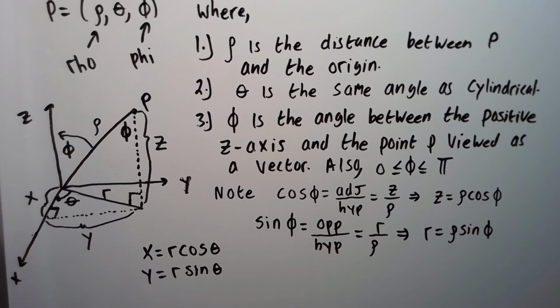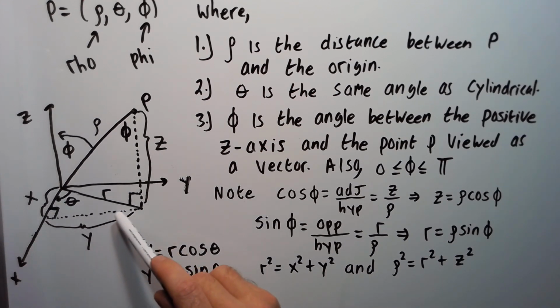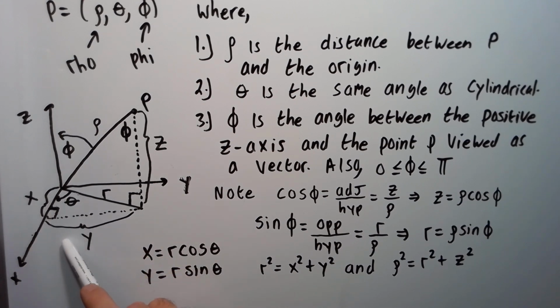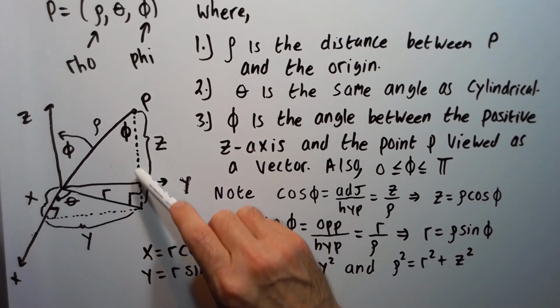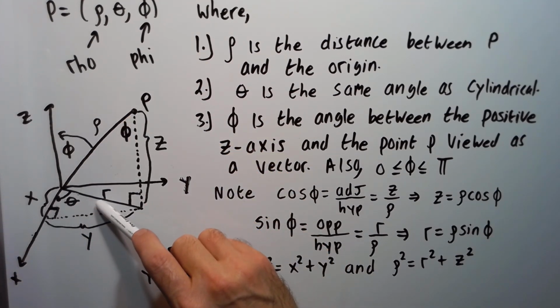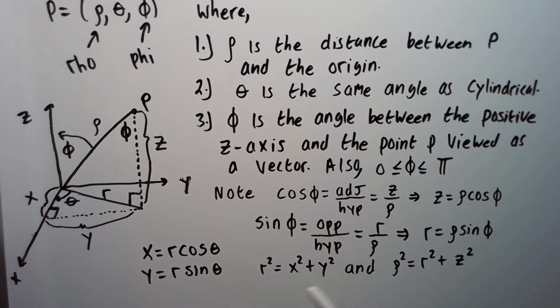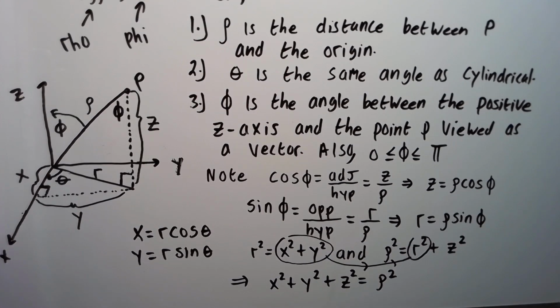Let's make another observation. The first one is that r squared equals x squared plus y squared. That's from the right triangle down here, because you have x and y as two legs and r as the hypotenuse. And then in this other right triangle up here, you have r as a leg, z as a leg, and rho as the hypotenuse. So rho squared equals r squared plus z squared. In place of r squared, you can substitute x squared plus y squared. Making that substitution, you have x squared plus y squared plus z squared equals rho squared.